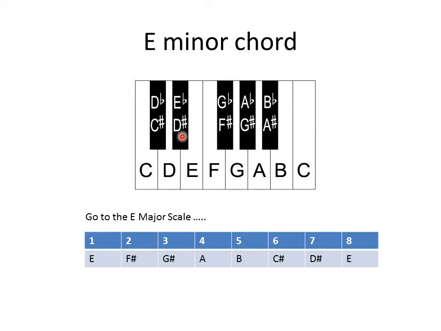And then from 7 to 8, D sharp to E. And check it out. We got the E here and the E here. Good. We wrote this with all the letters represented. I've got E, F sharp, G sharp, A, B, C sharp, D sharp, E.